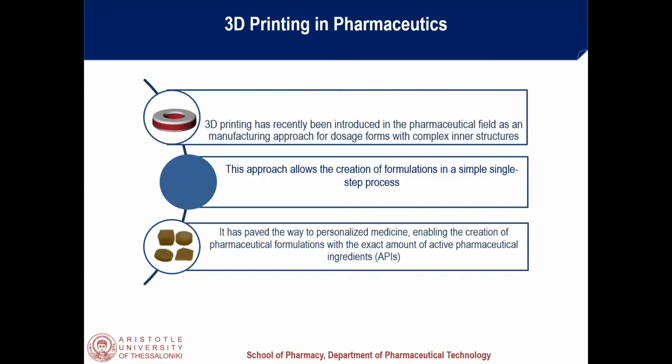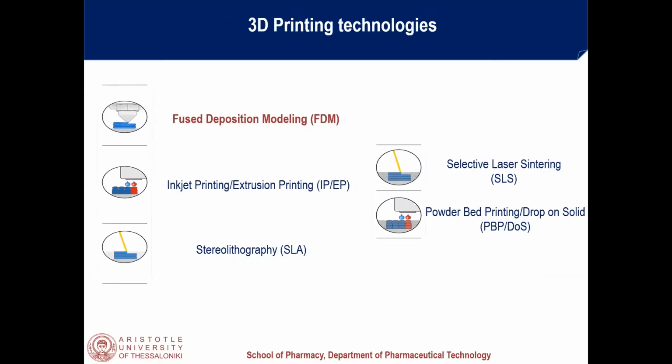Also, it has the advantage that we can prepare formulations with very small amounts of actives. This is really important and a good advantage over all other processes. The most commonly used 3D printing technologies, as already mentioned by the first presenter, are fused deposition modeling, inkjet printing, extrusion printing, stereolithography, selective laser sintering, powder bed printing, and drop-on method.